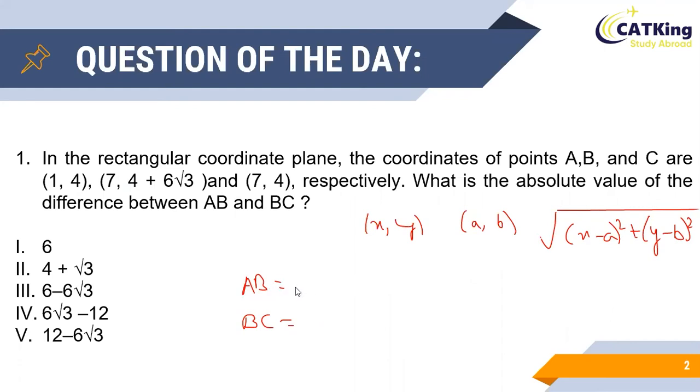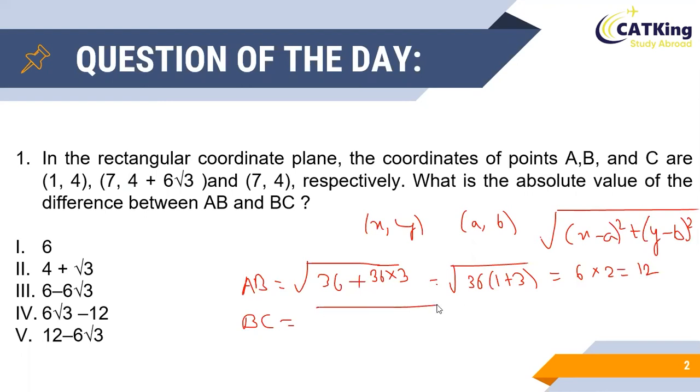So AB will be equal to root over (1 minus 7) the whole square, that is (minus 6) whole square, which is equal to 36, plus (4 minus 6 root 3) whole square, that is (minus 6 root 3) whole square, which gives us a value of 36 into 3. This can be rewritten as root over 36 into (1 plus 3) or 4, which when taken the square root of will give us a value of 6 into 2, that is 12. Thus AB is equal to 12.